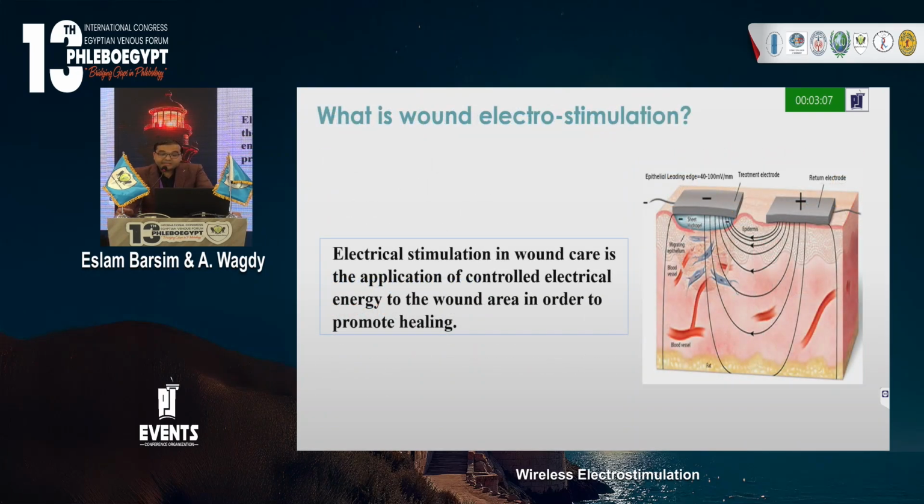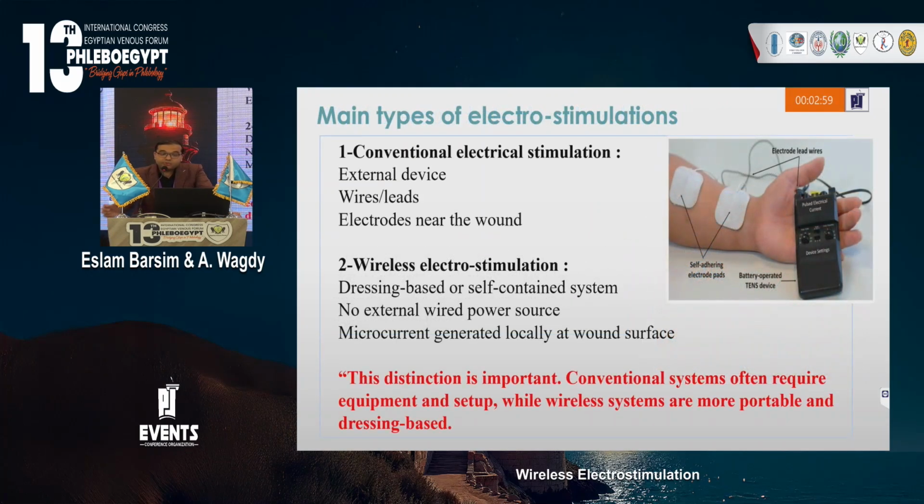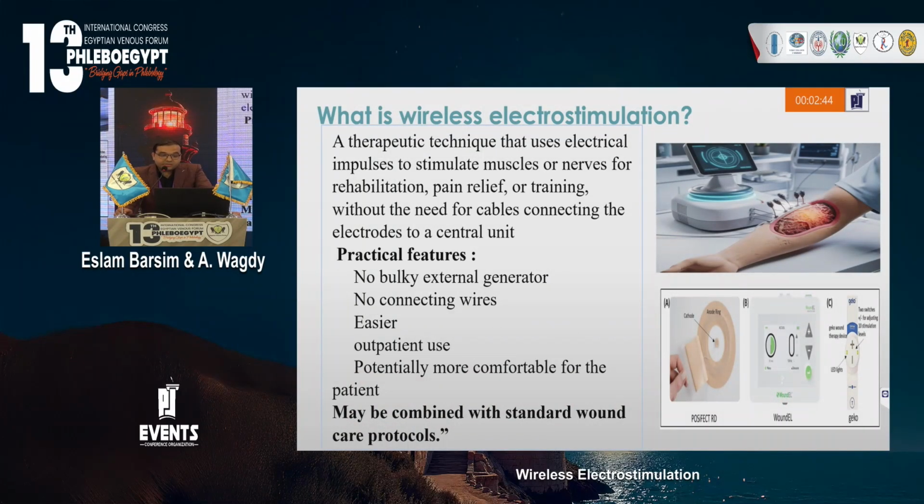What is wound electrostimulation? Wound electrostimulation is the application of controlled electrical energy to the wound area in order to promote healing. We have two main types. The first type is conventional, an external device. There are wires, there are electrodes, this is a photo. Also, there is wireless electrostimulation, which is dressing-based, with no wires. Okay. What about wireless electrostimulation?